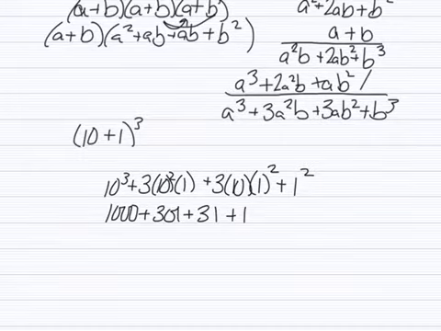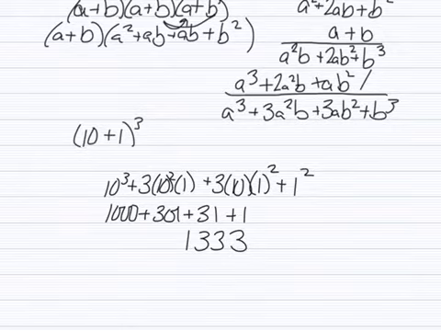So if I add this all up, let's see, I have 3 in the ones place. In the tens place, I have another 3. In the hundreds place, I have another 3. And in the thousands place, I have 1. So using mental math, we just solved 11 to the third power.